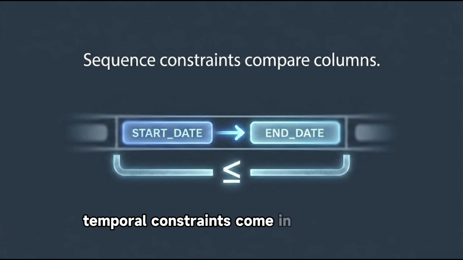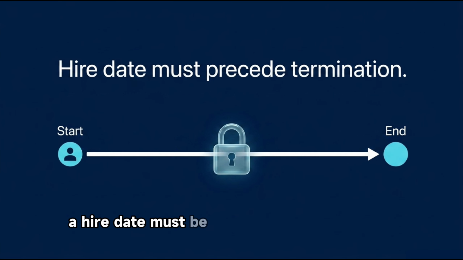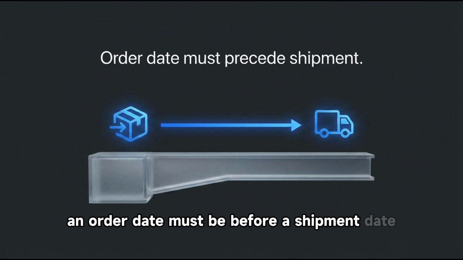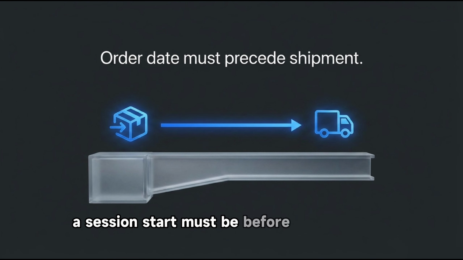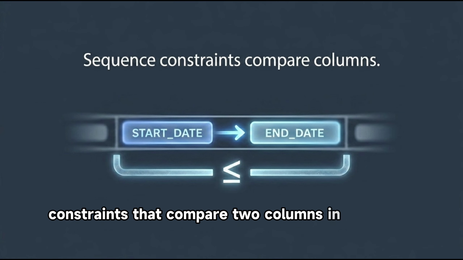Temporal constraints come in 3 forms. The first is sequence constraints. These enforce that one date or timestamp must come before or after another within the same record. A hire date must be before a termination date. An order date must be before a shipment date. A session start must be before a session end. A contract start must be before a contract end. These are enforced with check constraints that compare 2 columns in the same row.